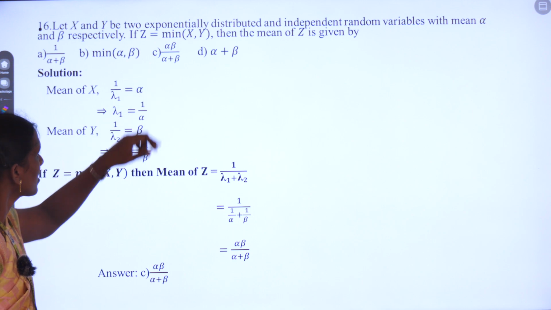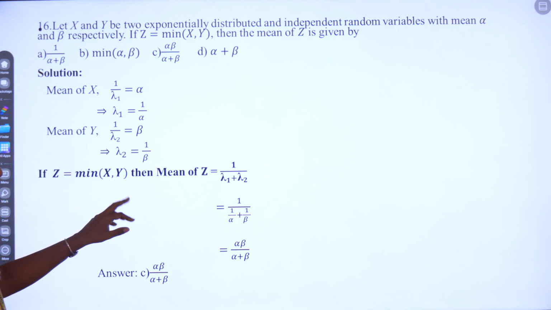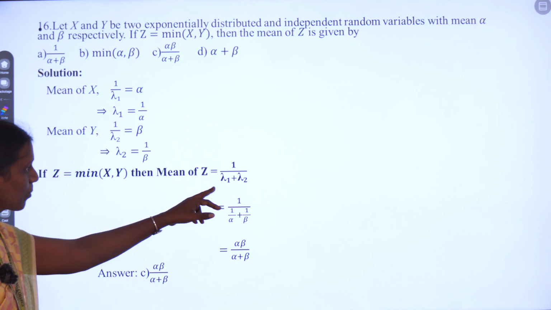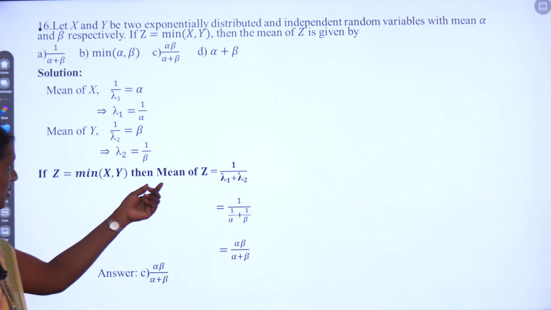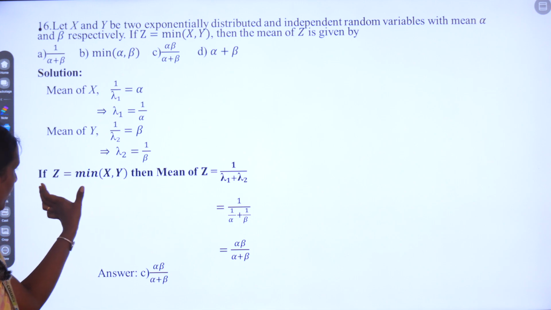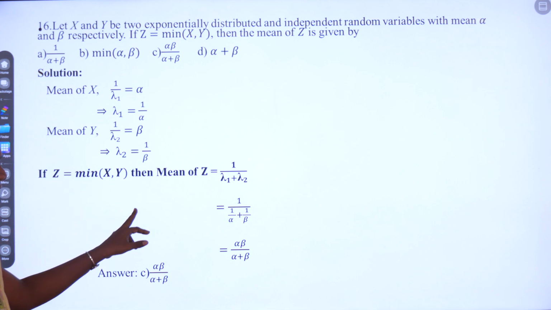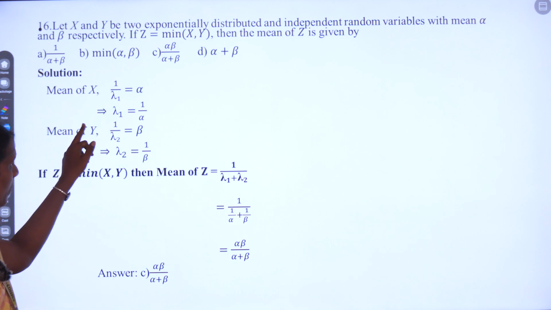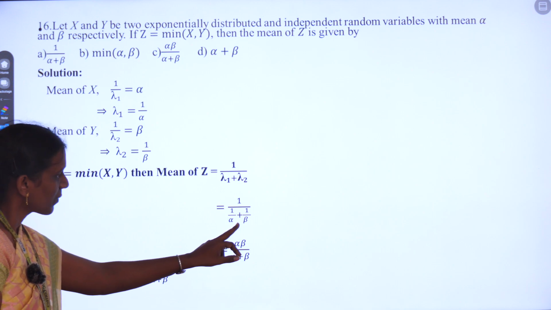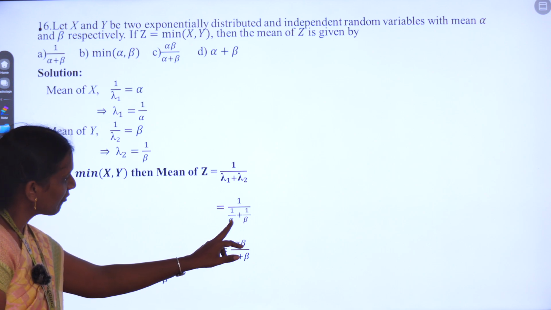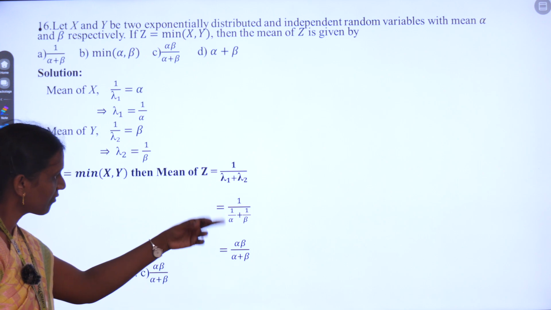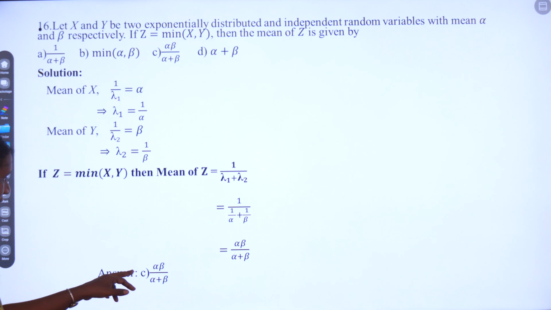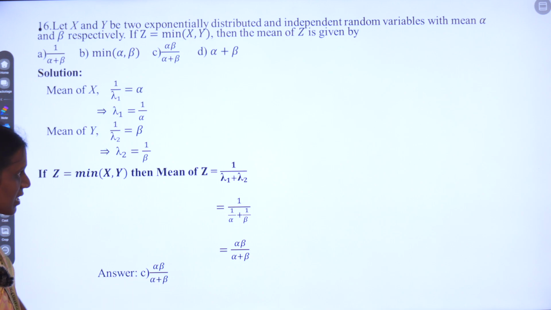Here the condition is z is equal to minimum of x comma y. If z is equal to minimum of x comma y, the formula for the mean of z is 1 by lambda 1 plus lambda 2. This mean is what we have to find. We know lambda 1 is 1 by alpha and lambda 2 is 1 by beta. When you take the LCM, it will be alpha plus beta divided by alpha beta, and taking the reciprocal, it will be alpha beta by alpha plus beta. Therefore the answer is option C, alpha beta by alpha plus beta.